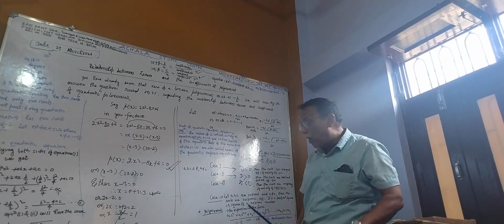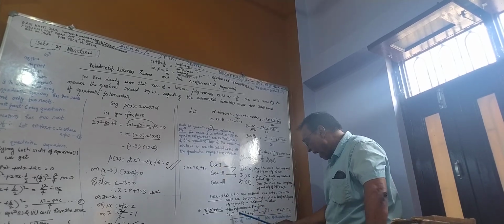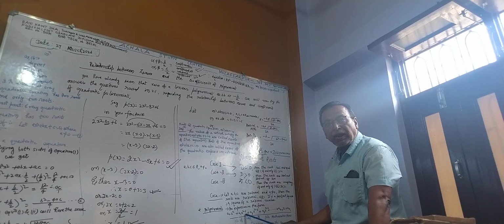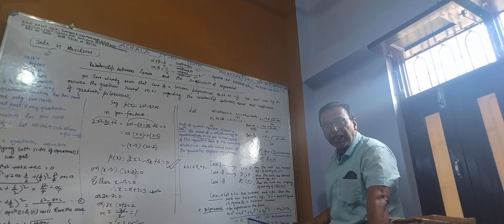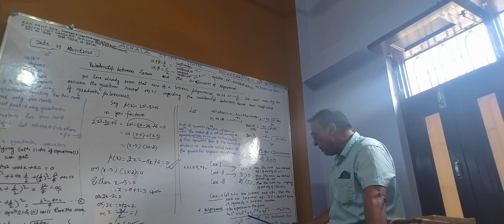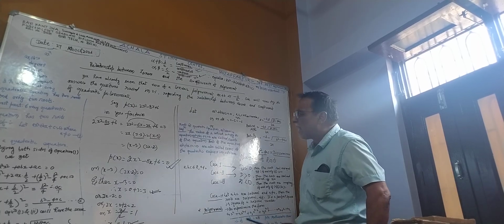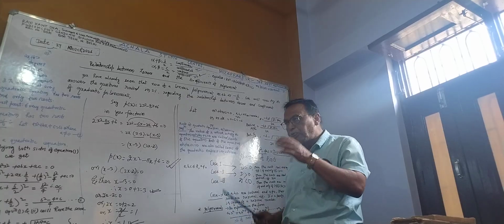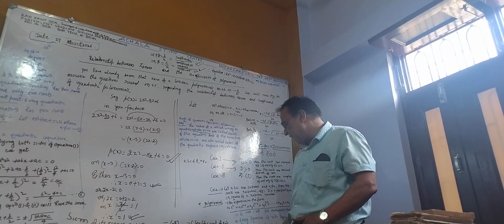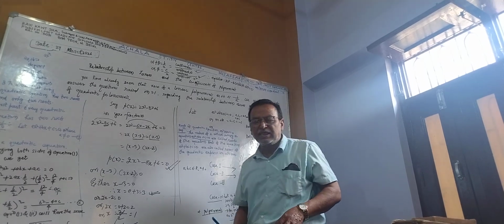Now, the general form of a polynomial is an expression in the form a0 x to the power n plus a1 x to the power n minus 1 plus a2 x to the power n minus 2 plus a3 x to the power n minus 3 plus so on, plus an minus 1 x plus an. And in higher classes, you will study that every equation of nth degree has n roots and no more. This is in your higher study.